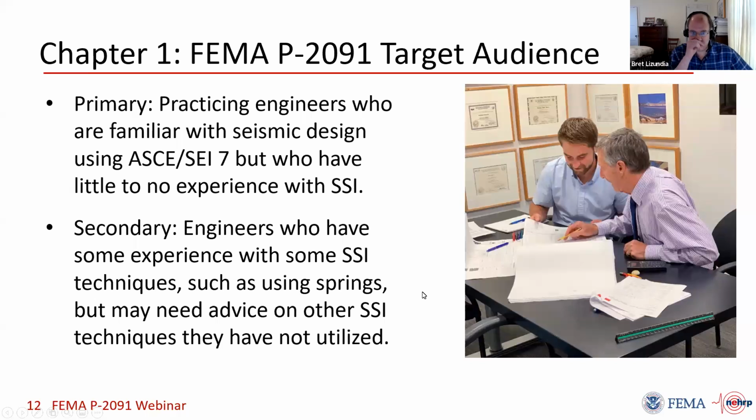So our target audience, we're assuming that you are familiar with seismic design. This is not a guide to teach you how to do seismic design. The presumption is you've done that before, but we're not assuming you have much or any, frankly, experience with SSI. On the other hand, if you have done it, maybe one technique, maybe without even realizing what it was called in the SSI world, and you want more advice and want to explore it further, it's for those folks as well.